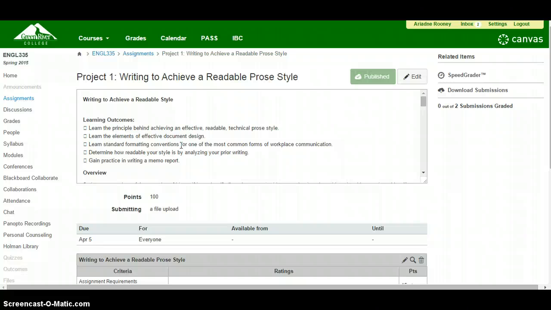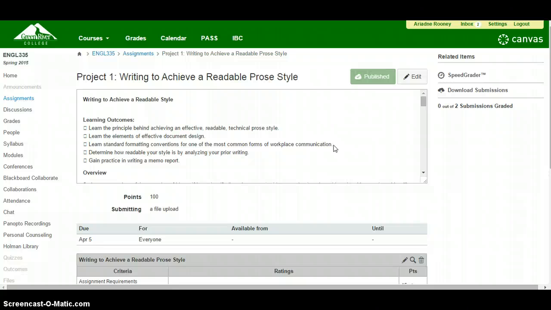I want you to learn the elements of effective document design for a memo. I want you to learn standard formatting conventions for one of the most common forms of workplace communication, and that is this memo. Now, as an aside, memos aren't used commonly in the workplace unless it's a memo-style report.